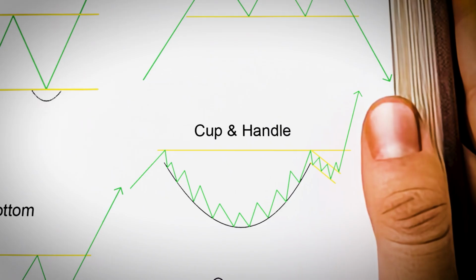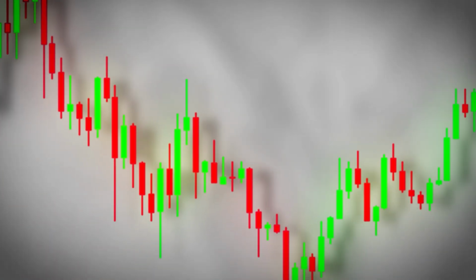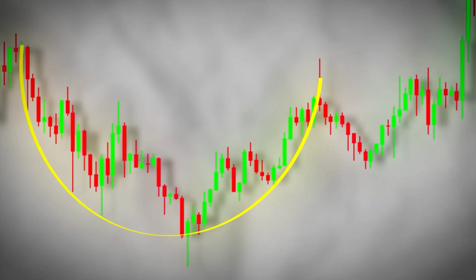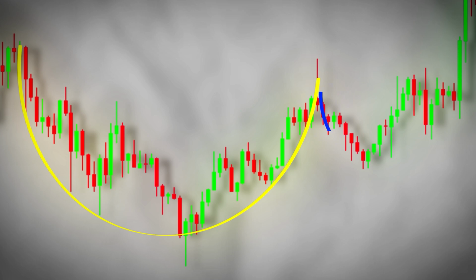Cup and handle pattern. A cup and handle pattern is a pattern of price movement on the trading chart that resembles a cup with a handle, from where it derives its name. The cup section of the pattern is formed by a U-shaped price movement, while the handle is a short price channel from the edge of the cup. The handle is actually a pullback after the right swing of the cup. The pattern is of two types.